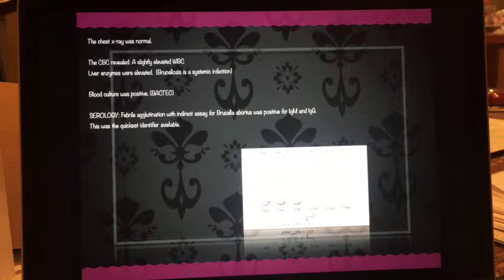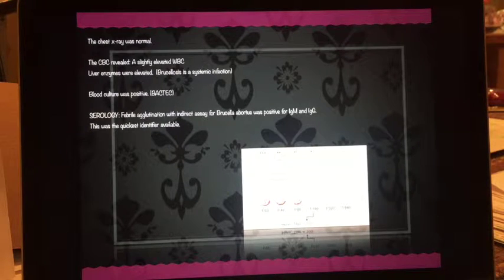The blood culture was positive. This was run with a BACTEC, which is some of the quicker instrumentation available. However, the blood culture still would have taken a couple of days to be positive. And the serology, which is the quickest identifier available in this situation, the febrile agglutination test with indirect assay for Brucella abortus was positive for IgM and IgG.